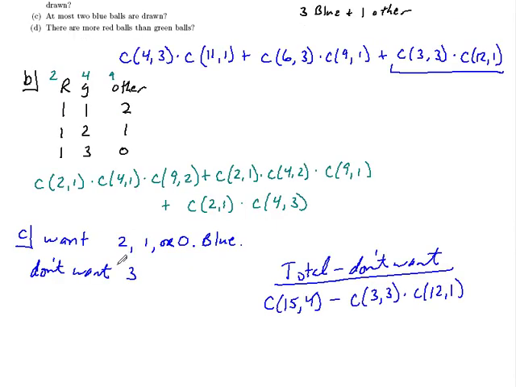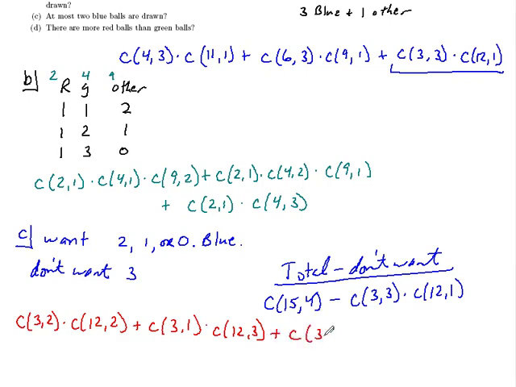Now we could have also looked at this and drawn it directly. In other words, if we did this directly as 2 blue, 1 blue, or 0 blue, we'd have what we're looking for. So we could have also done the combination 3 choose 2 times the combination 12 choose 2 plus the combination 3 choose 1 times the combination 12 choose 3 plus the combination 3 choose 0 times the combination 12 choose 4.